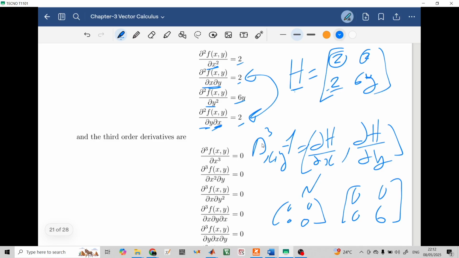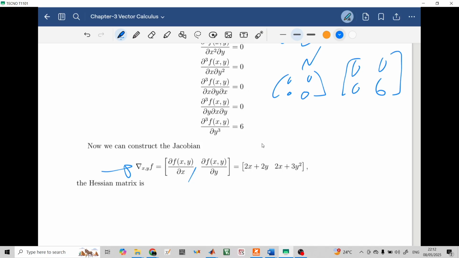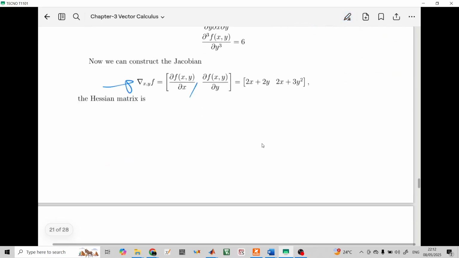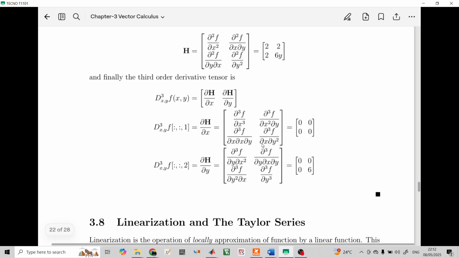Right. So this is the tensor that we have here. So this is the Jacobian, this is the Hessian, and this is the tensor, the third order derivative tensor, right? Okay.